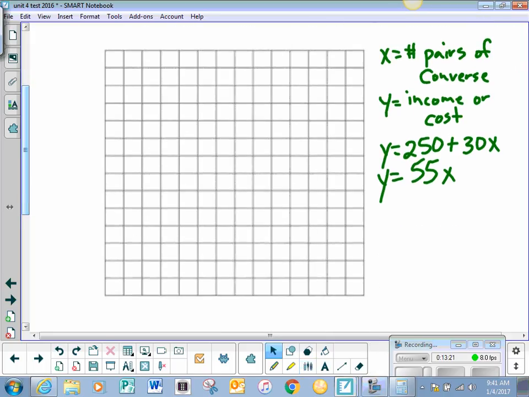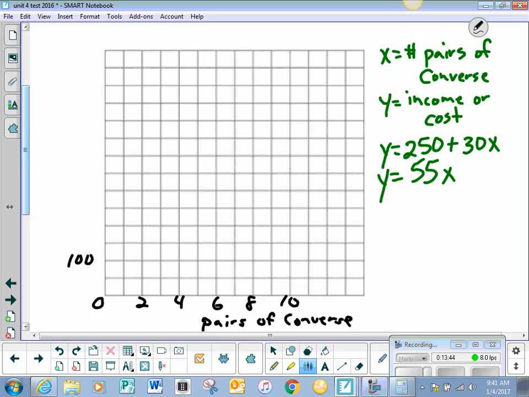I gave you the intervals to use. So we went 0, 2, 4, 6, 8, 10, and this is pairs of Converse. And then on the y-axis, we went cost, and we went up by $50 or 100 every 2. Okay, and then we just had to graph them both. So the first one, we're going to start at 250, and it's going to go up $30 every time. What's it going to be at 10? At 10, it's going to be 250 plus 300, which is 550. I don't have to do a bunch in between if I don't need to.